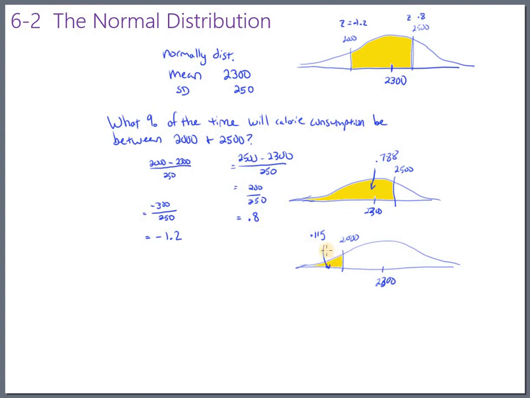That's that much right there. So to get the area that we actually wanted up here, we're going to have to do the 0.788 and then subtract off this little bit right here by subtracting 0.115. So the ultimate answer to the question here is 0.788 minus 0.115, which is 0.673. Okay, we'll look at a couple more examples in the next video.